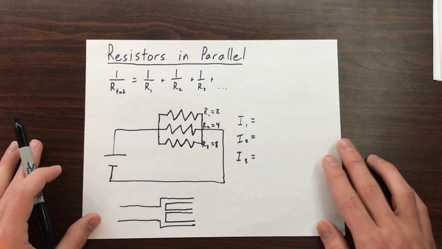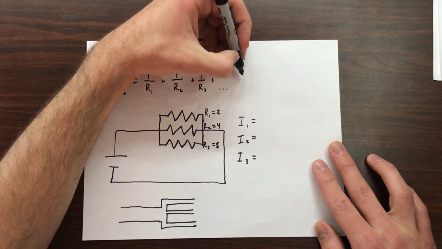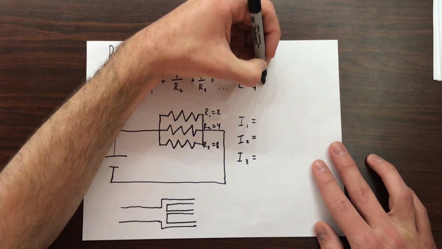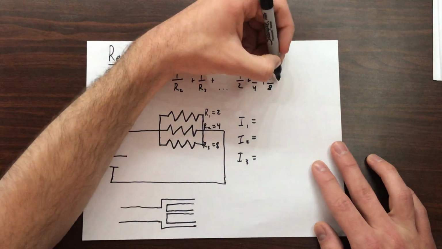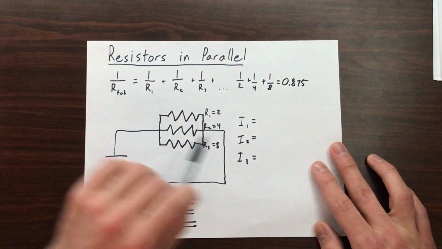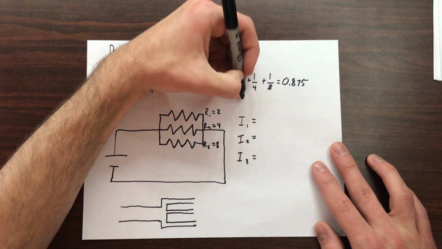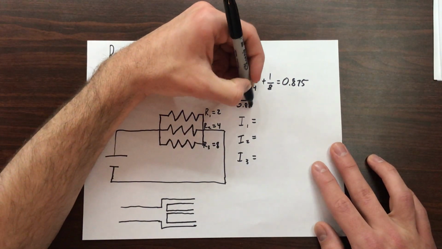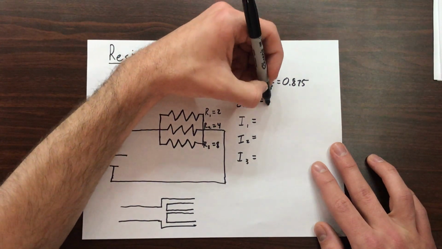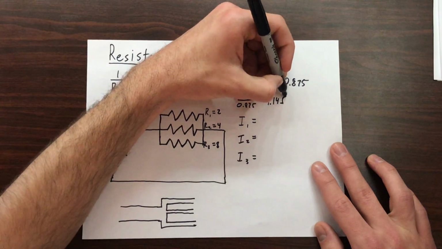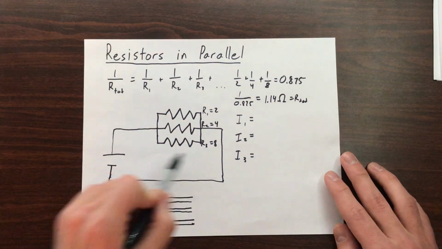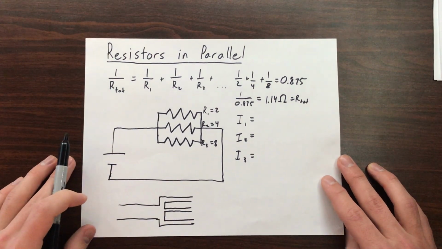So let's just do that real quick. The way that that's going to come out is we're just going to do 1 over 2 plus 1 over 4 plus 1 over 8. And that's going to give us 0.875, okay? But that's 1 over the R total. So what we do next is 1 over 0.875, which equals 1.14 ohms. And that's our R total, okay? So this is the total resistance of these resistors in parallel.